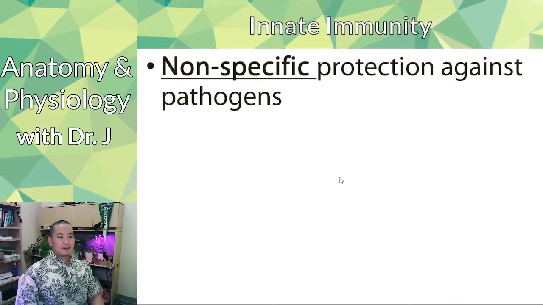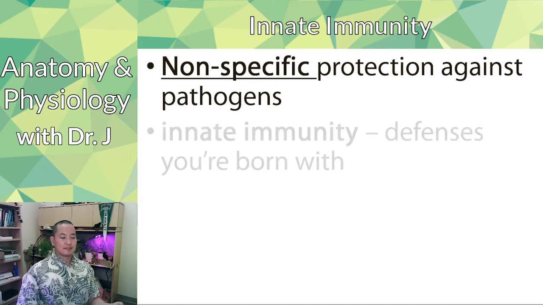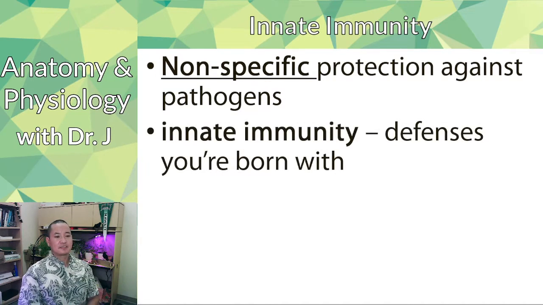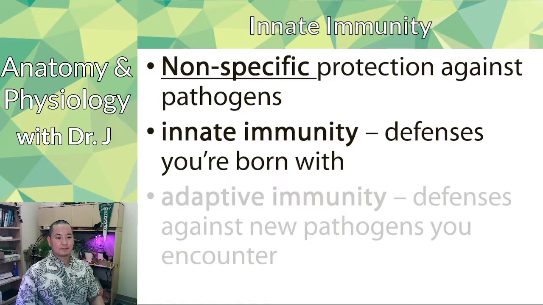But innate immunity is non-specific protection against pathogens. If you have a normal immune system, everybody should have some sort of innate immunity against pathogens that are foreign to your body. Innate immunity is what you are born with. These are hard-coded into your genes, your genome, and your proteins. You can produce all the things that are involved in innate immunity.